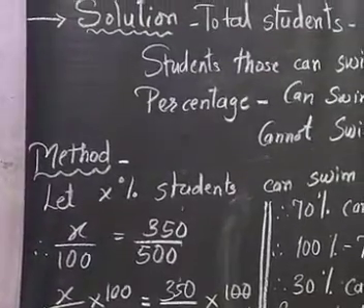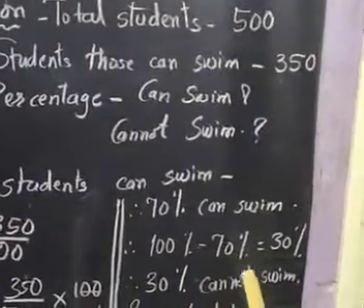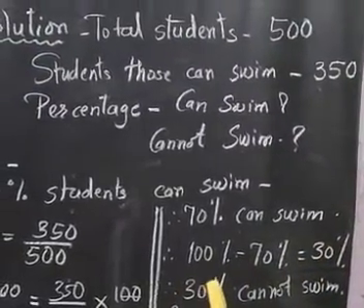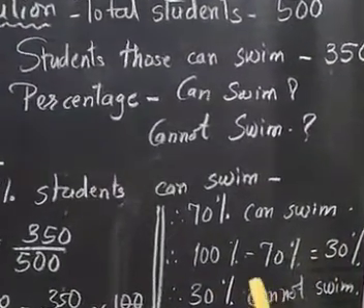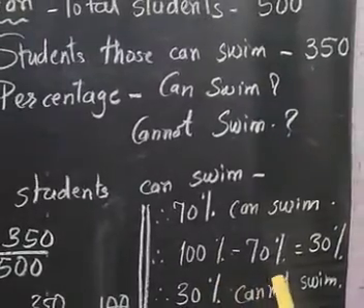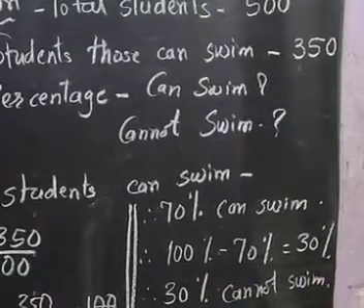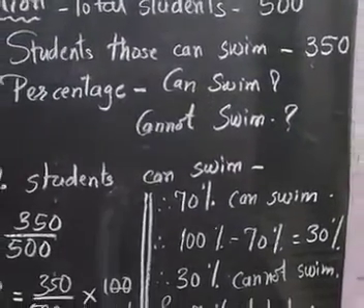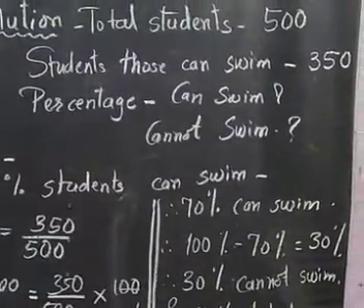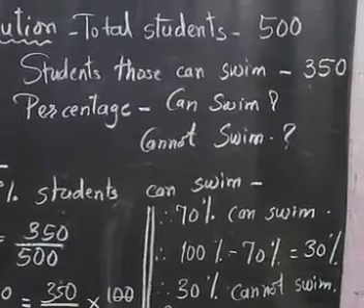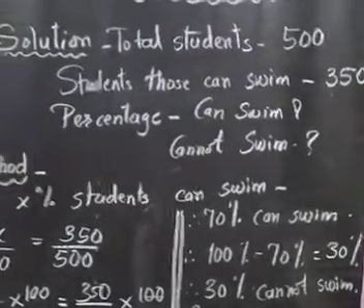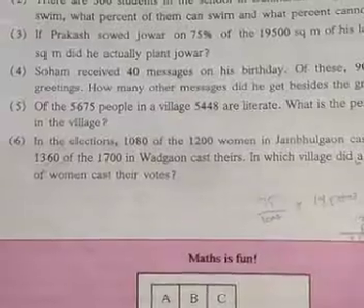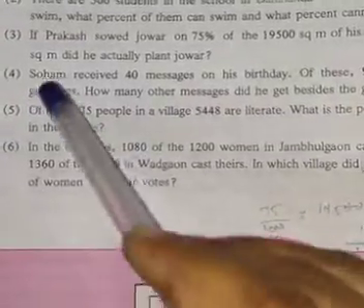So 70% students can swim. Now see, if 70% students can swim, then how much cannot swim? We have to do the subtraction. So 100 minus 70% is equal to 30%. Hence 30% students cannot swim. So in the end you write like this. So 70% students can swim and 30% students cannot swim. This is example number 2. So now let's see example number 3.